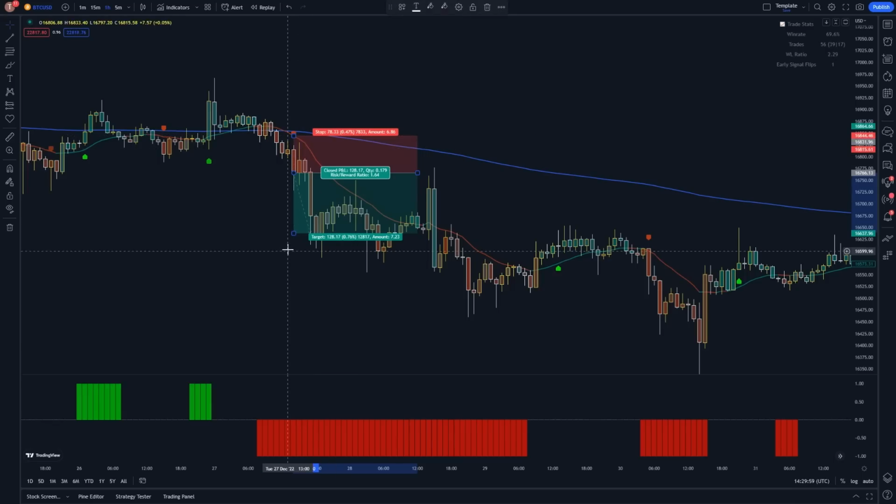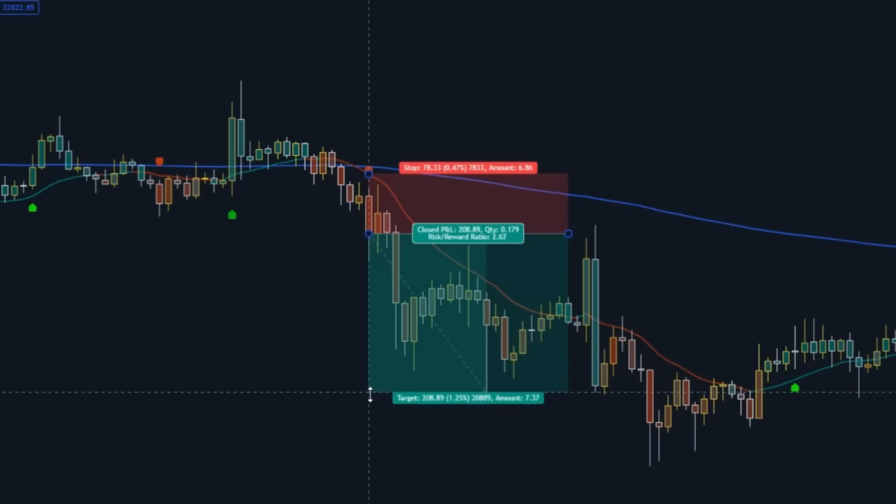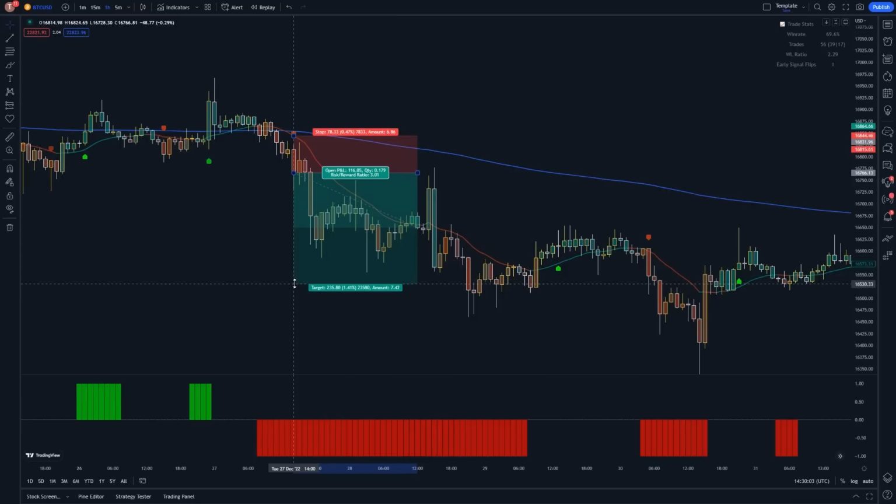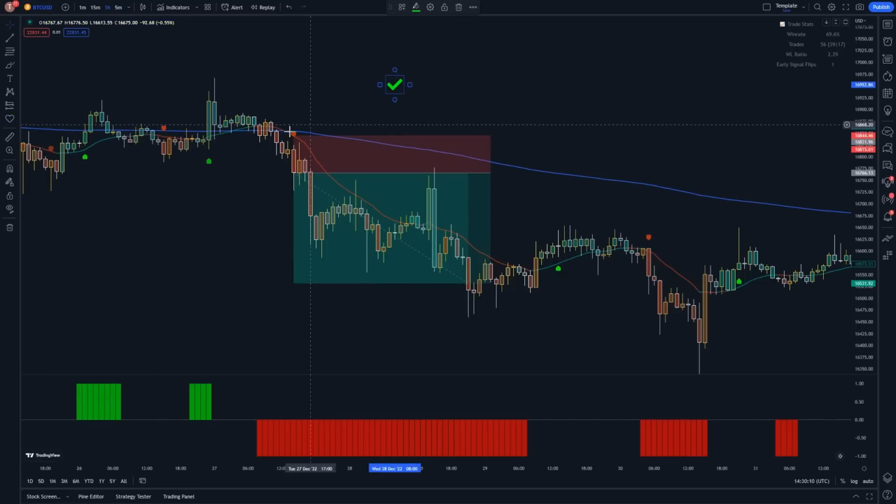For sells, we will be setting our stop loss at the red line here. The indicator has default settings. And finally, we will be targeting a 3 risk to reward ratio. You can see after a few candles this would have hit the take profit target.